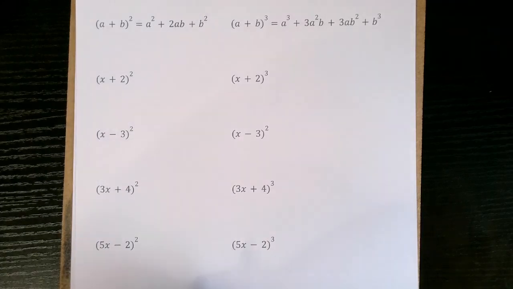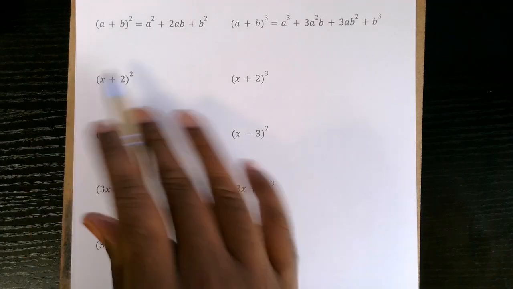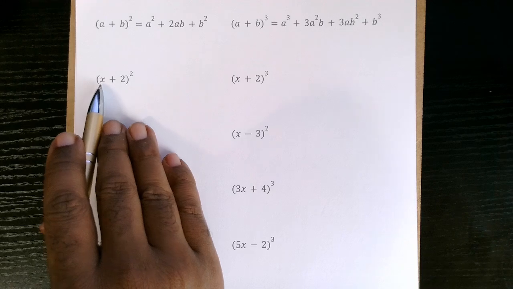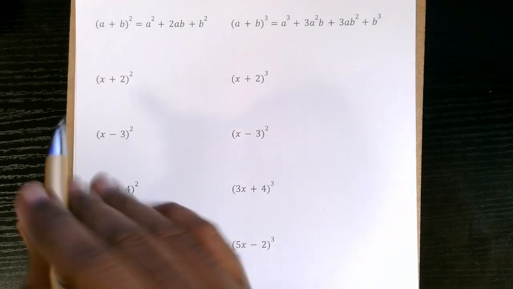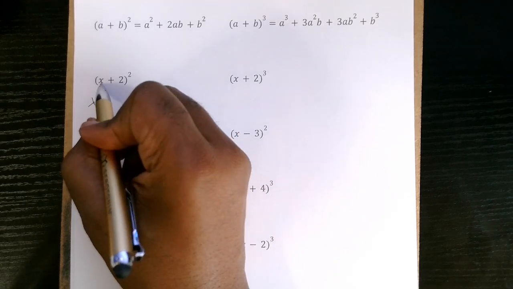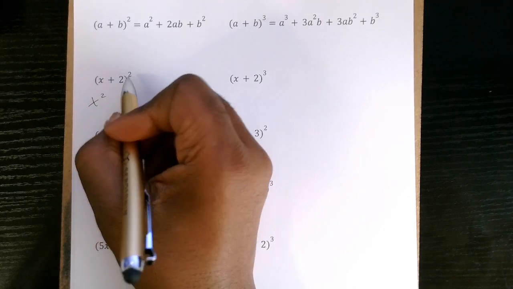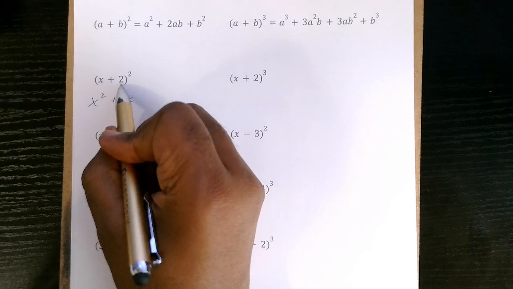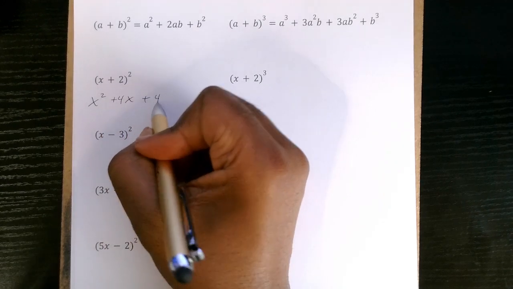This is to give you fluidity in binomial expansion. So for (x + 2) all squared, we're going to say x times x first, that's x squared. Then x times 2 times 2, that's going to give us positive 4x. And then 2 times 2 is going to give us positive 4.